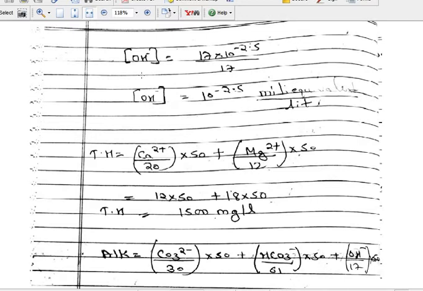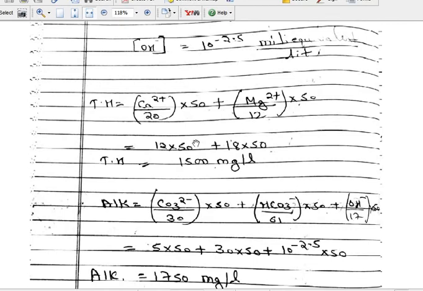So the OH minus ion concentration is there. Now we will convert this mg per liter to milliequivalent per liter. For that we will divide it by the equivalent weight, which is 17. Whatever the concentration is given in mg per liter, you divide it by the equivalent weight. So 17 and 17 cancel, and ultimately it becomes 10 to the power minus 2.5 milliequivalent per liter.